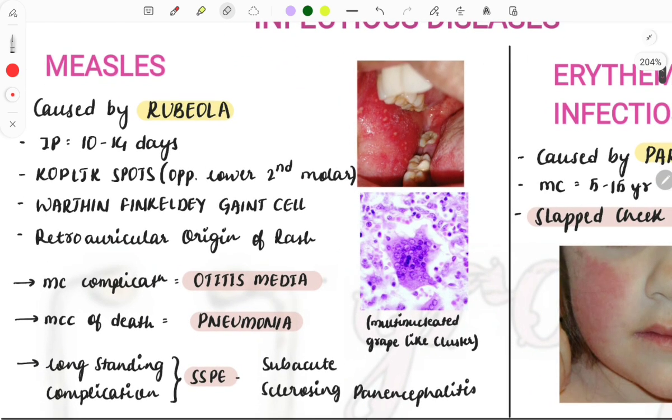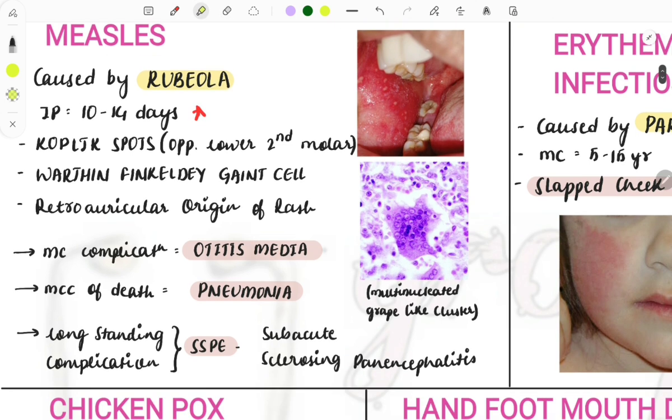So the causative organism is the rubeola virus, and the incubation period, this one is a PYQ. And another very important thing is the Koplik spot. So this is the pathognomonic feature, and whenever you see Koplik spots given in the question, blindly mark the answer as measles, and the location is opposite to the lower second molar. As you can see here, these are the spots, and these are the Koplik spots which are seen.